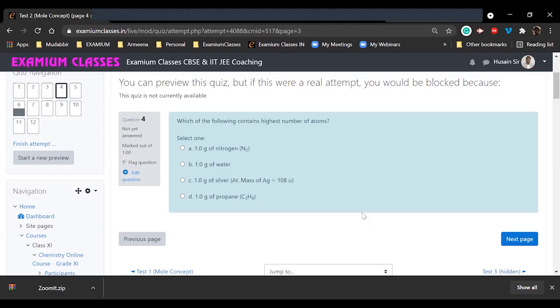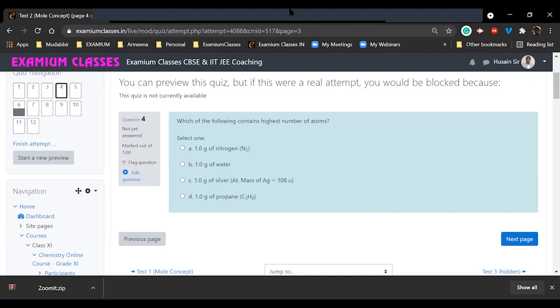So the first option is about 1 gram of nitrogen. Nitrogen, one molecule will have 2 atoms. If you understood the concept, it will be very easy to get the number of atoms in 1 gram, whether you consider it as atomic mass or molecular mass. A lot of students remain confused about why we are sometimes considering atoms and sometimes molecules. So the first option says 1 gram of nitrogen. Whether you consider the atomic mass or the molecular mass, you will get the same number of atoms in 1 gram of nitrogen.